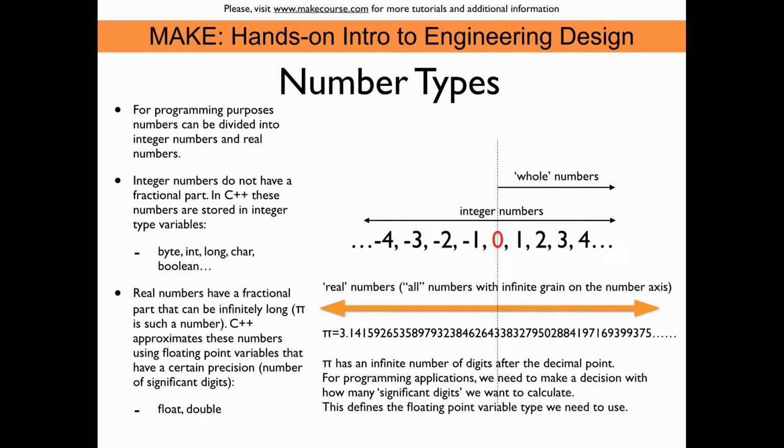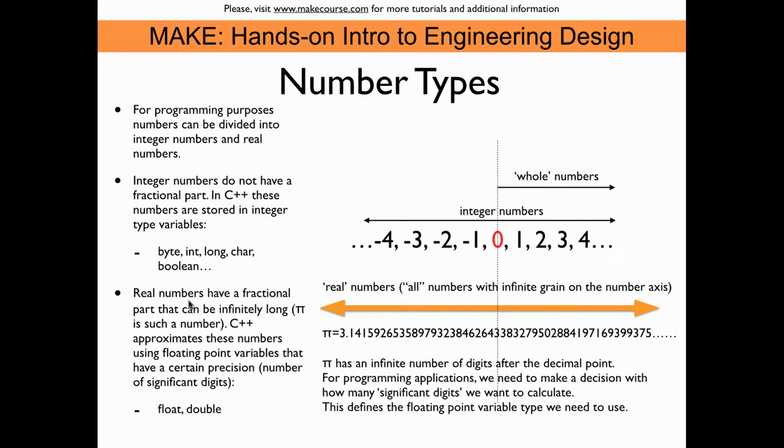Now, if we write programs using numbers, we need to decide how we store them in memory. And for that, we have the variable types. And so when it comes to integer numbers, we have variable types like these here: byte, integer, long integer, character, and boolean. We will talk about this more down the road in this video when we play with the Arduino. So here in these variable types, we store whole numbers, sometimes with sign, and sometimes we assume they're all positive.